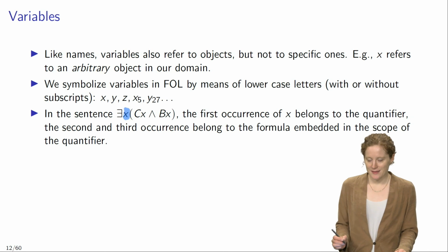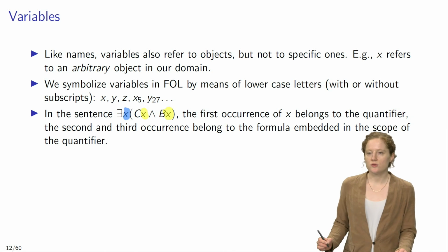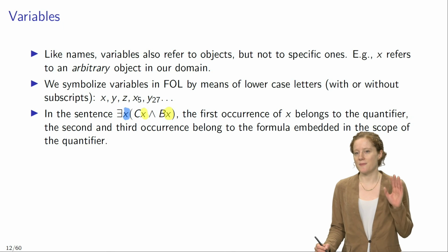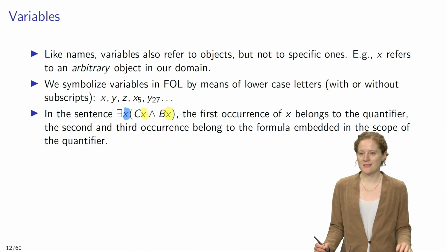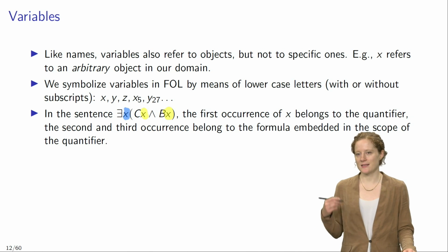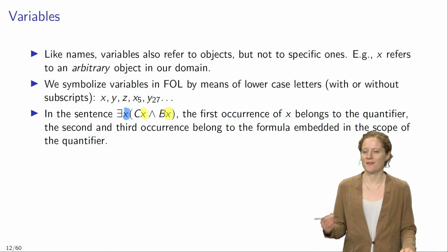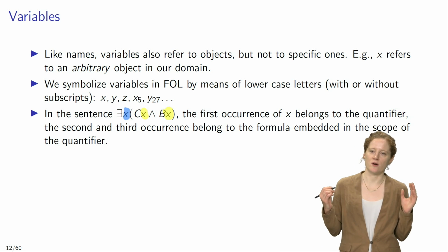And now the second and the third occurrence of x belong to the open formula that's embedded in the scope of the quantifier. So what this sentence says is that there is some x such that Cx and Bx, and the first occurrence of x belongs to the quantifier, and the second and third belong to the formula embedded in the scope of the quantifier.